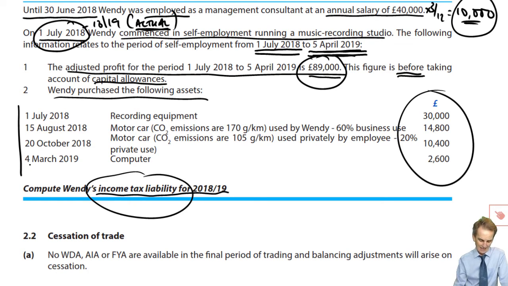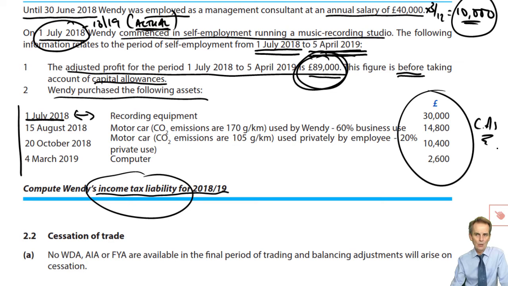Again, in reality, some of that equipment there, like the recording equipment on the 1st of July 18, may very well have been purchased prior to the time we actually started to trade. Wouldn't make any difference. It would still be treated as if it had been incurred on the first day of trading, and your normal capital allowances will be available. So we've got employment income of 10,000, and 89 less whatever this capital allowances computation comes to will be the tax-adjusted trading profit figure. That will also be shown on the income tax computation.